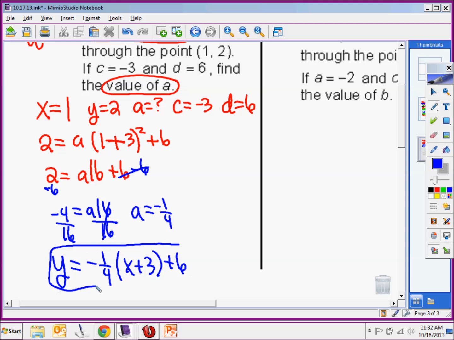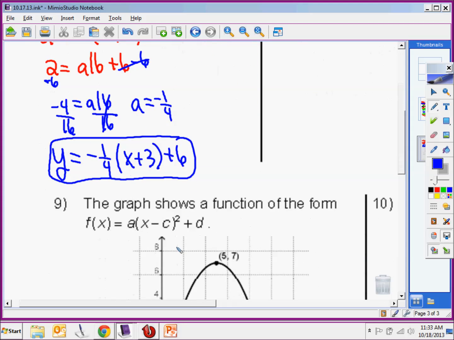So can you tell me what happened to this quadratic? What does the negative tell me happened? It reflected over which axis? The x. What does the 1/4 tell me happened? It vertically compressed. Good job. Would it be squared? Oh, thank you. Didn't hear y'all. And what does the 3 tell me? It went to the left, and then the 6 tells me, look at that.